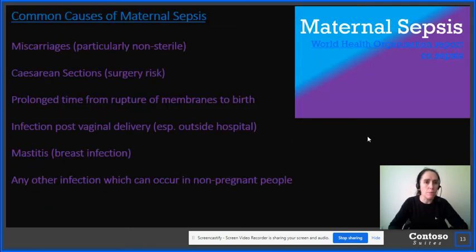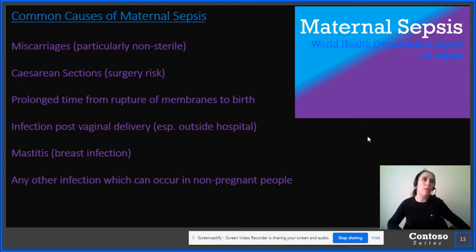Okay, lastly, we are going to think about maternal sepsis. As you know by now, sepsis is in everything. We had our neonate sepsis. We have pediatric septicemia. We have it in all of the systems that we study. Anything that could get infected, you've got to think about sepsis.